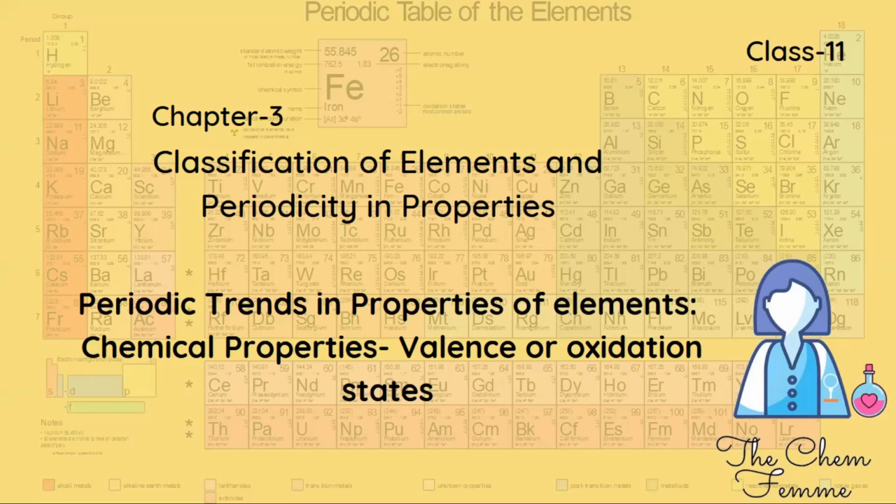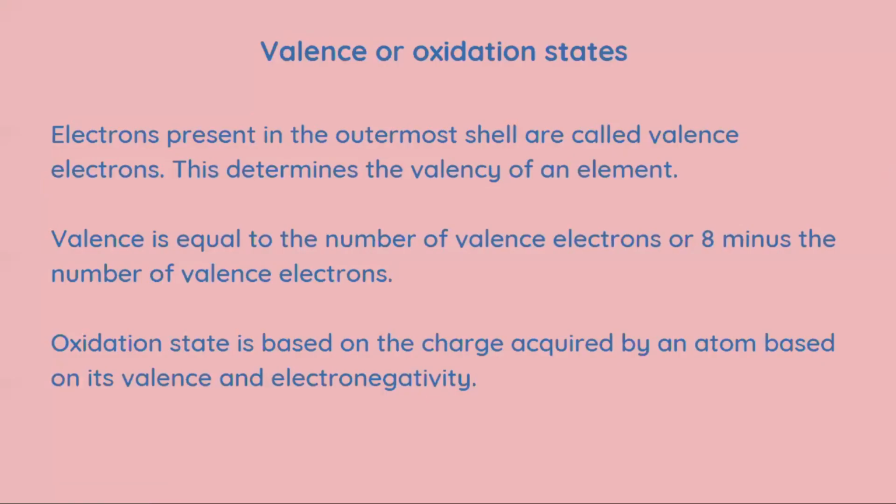But in this chapter, we'll be discussing the valency and oxidation states and something called anomalous behavior or diagonal relationship. Now, valency is the combining capacity. I think that's the definition we all have learned. So the valence electrons are the ones which are present in the outermost shell of the atom, and that in turn will determine the valency of the element. So valency is basically the number of electrons in the outermost shell, or 8 minus the number of electrons in the outermost shell.